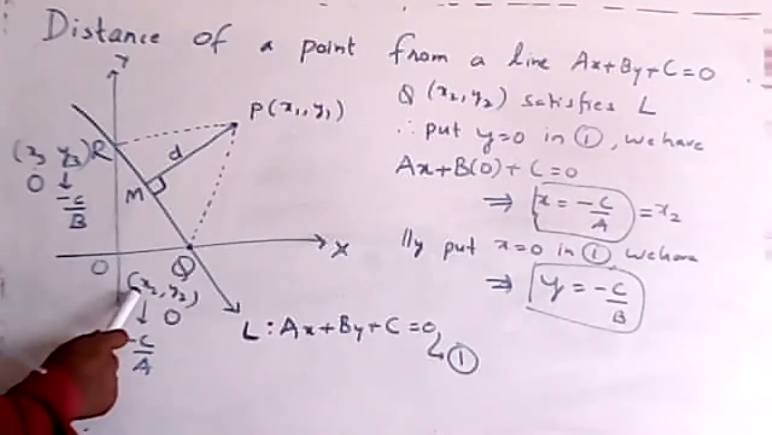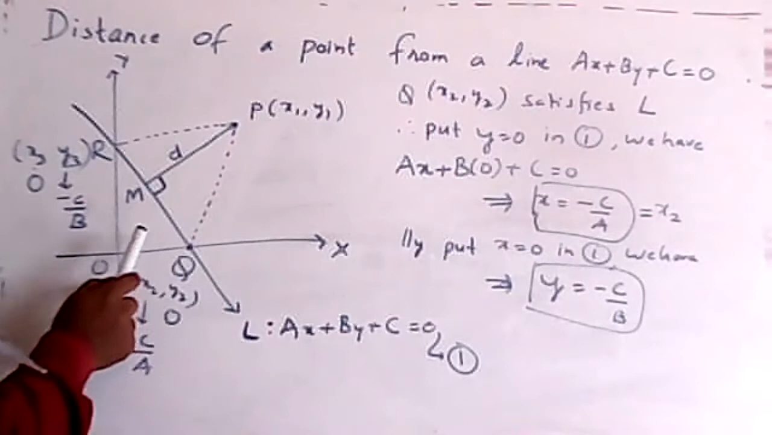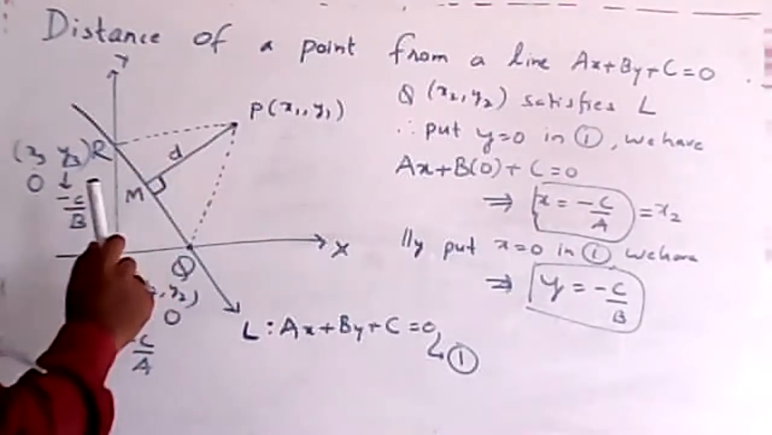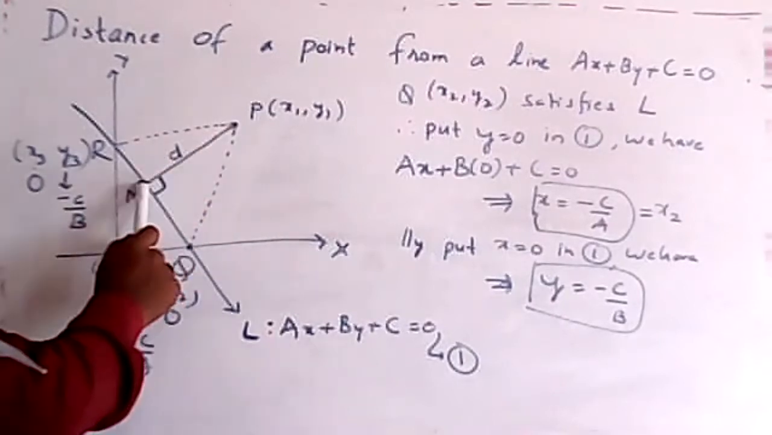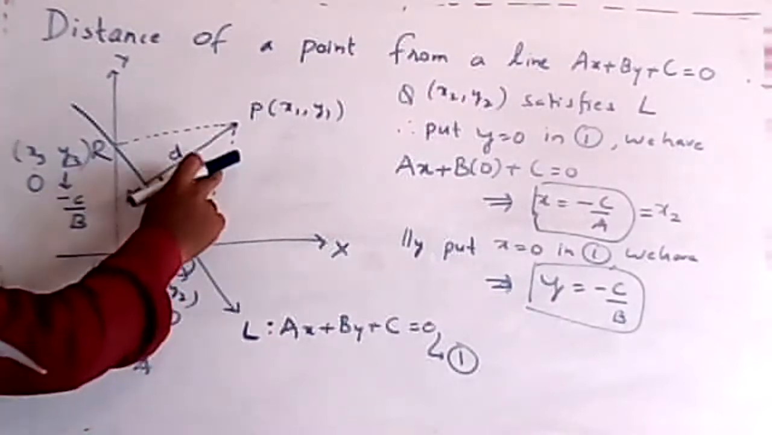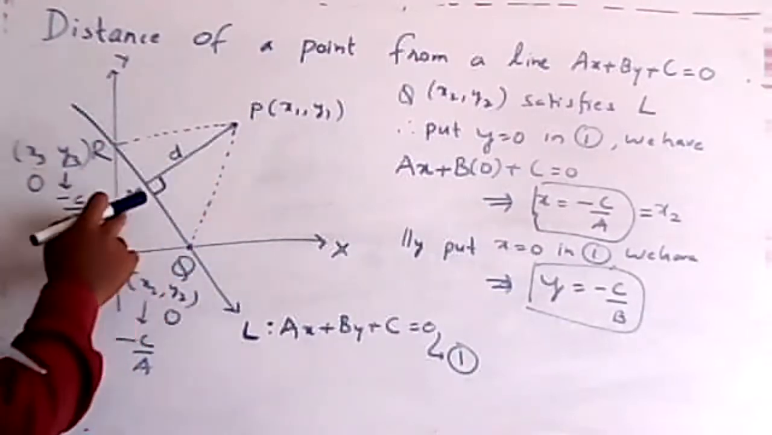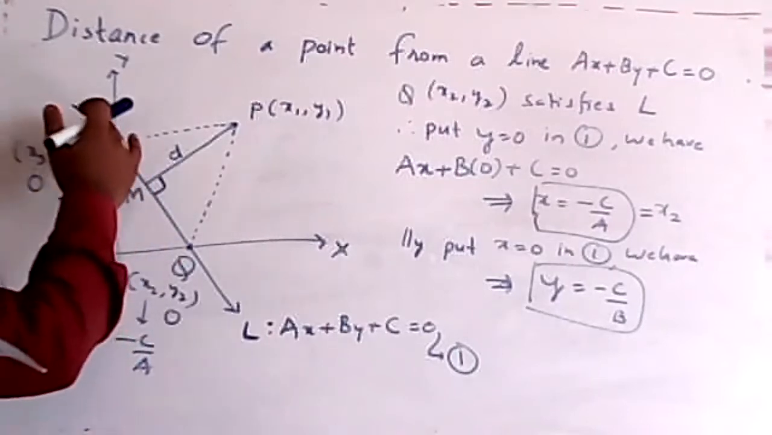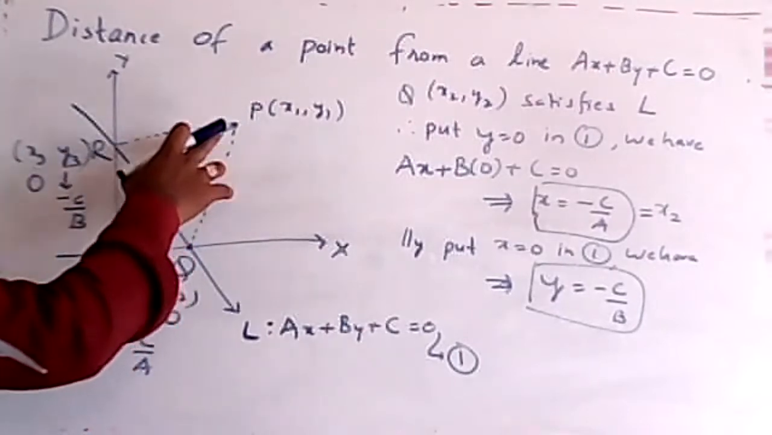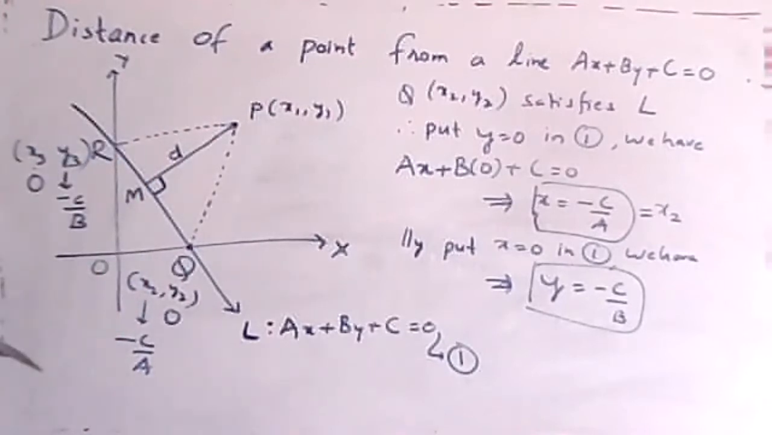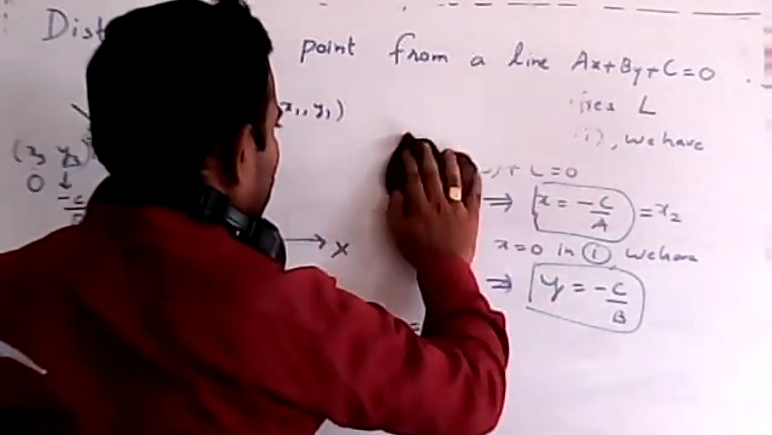Now we got the coordinates of Q and R, but this is not the satisfaction for the distance PM. Our main intention is to find PM. To get PM, we can see the triangle PQR. The area of triangle PQR is half into base into height, and then the height we can find out, right? So I'm using the formula for the area of a triangle. Let me erase this part. I will go to the area of triangle.